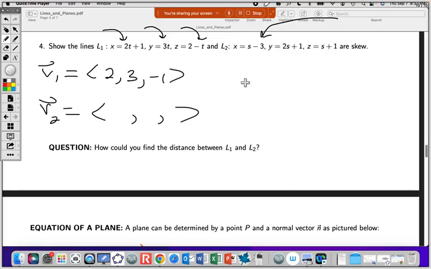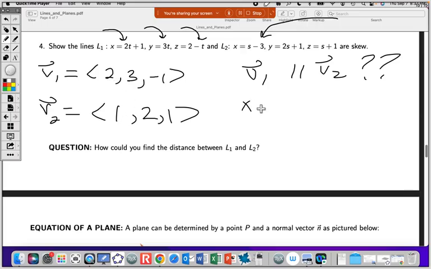Yep, very good. We got 1s, 2s, 1s. So 1, 2, 1. Now to show that v1 is parallel to v2, well, let's look at the ratio of components.